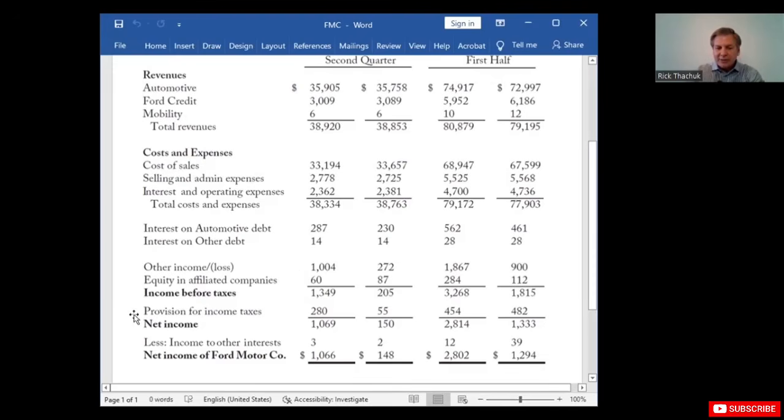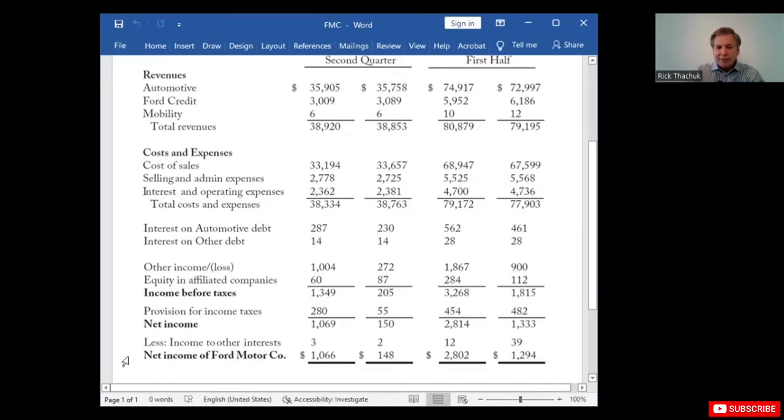Provision for income taxes, well, that means money that is set aside to pay for income taxes. So you can think of that as being the income tax payment. And after that, we have net income. So this is net income. This is after having paid tax. Income to other interests, you see this is treated as an expense of sorts. It's taken out of net income, small payments made to other companies to which Ford Motor Company has a relationship.